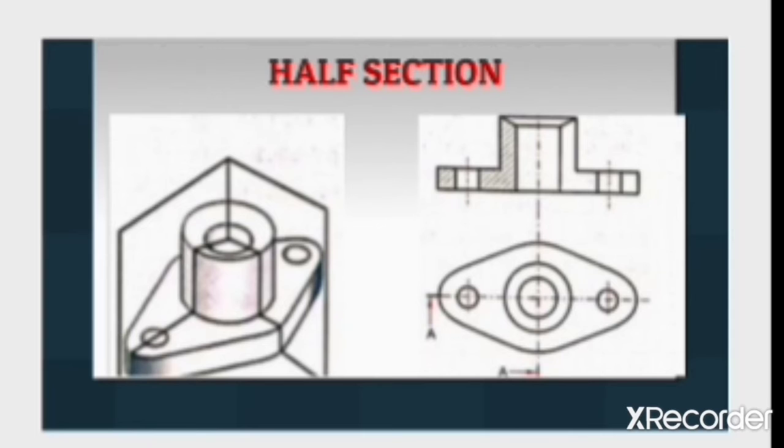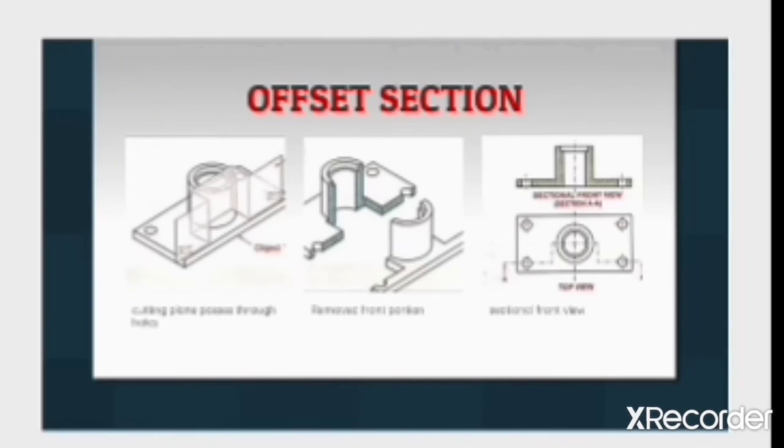So next we will move to third section, which is offset section. In offset section, the cutting plane is not only passed through the center point of object, but also it touches some holes and drills which are placed some distance offset from the center. So the cutting plane passes through the drills which are placed certain distance from the center point of object also. So it is called as offset section.